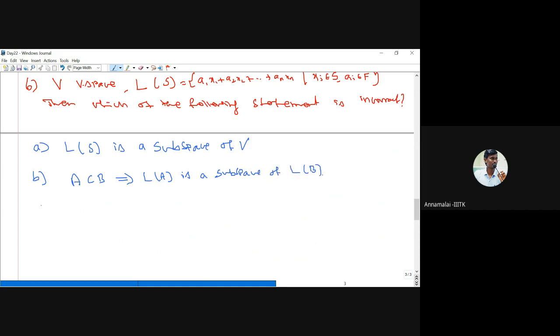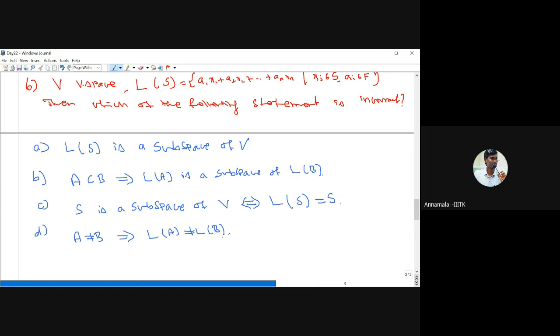And then the third option: if S is a subspace, then L of S equals S. S is a subspace of B if and only if L of S equals S. And then the last option: if A not equal to B, implies L of A not equal to L of B.